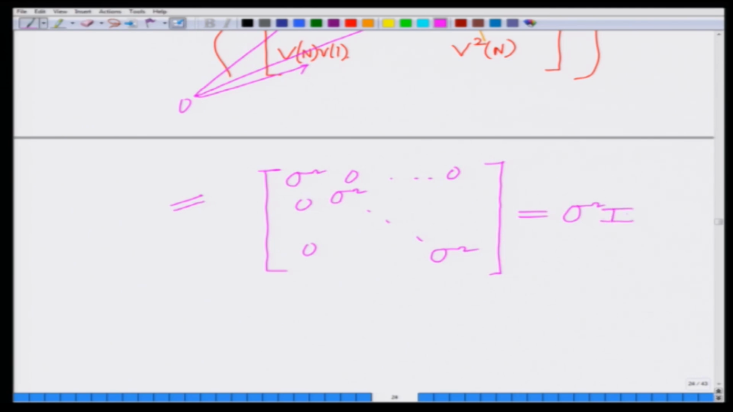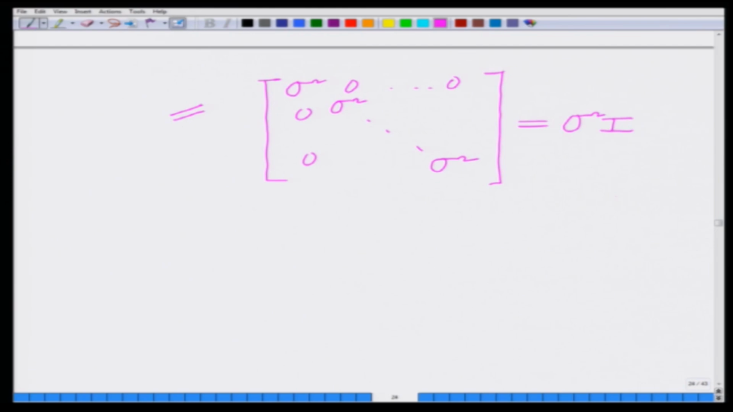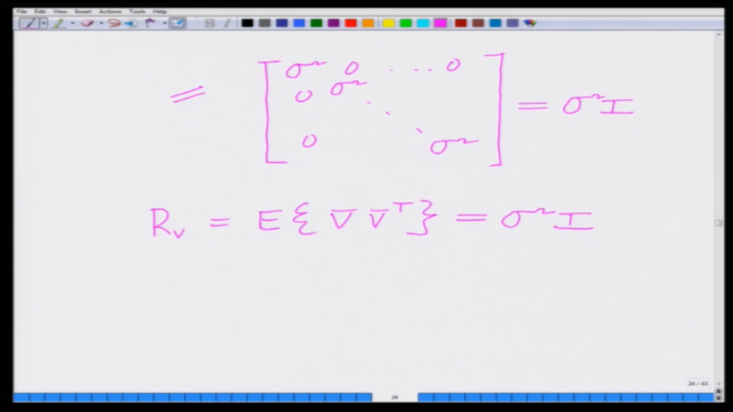So, this is equal to basically your sigma square I. So, your covariance matrix Rv is equal to expected V bar V bar transpose, which is equal to sigma square times identity. Okay. So, we have the noise vector V bar which we have defined.